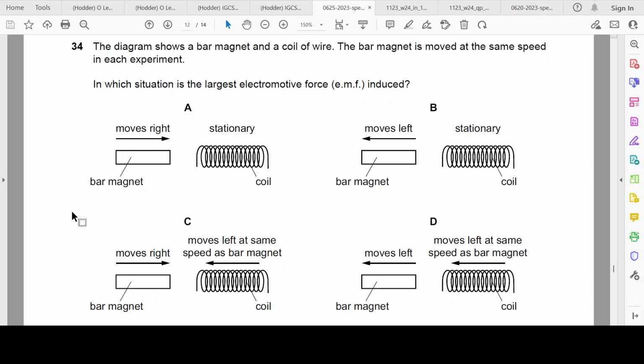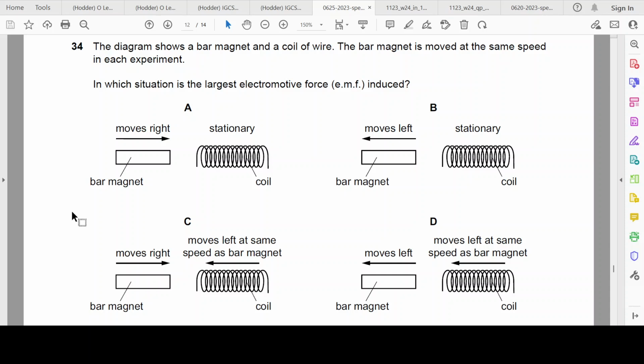So C is the answer. Why is it the answer? Because the magnet is interacting, like in A and B. It's the same situation as E if you just look at the magnet, but then you're also moving the coil, so you've got twice the movement. It's double the movement, and so you're going to get more EMF.